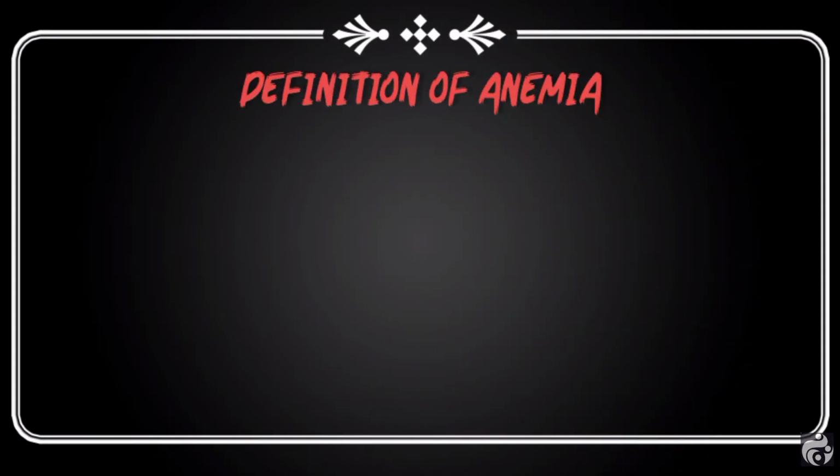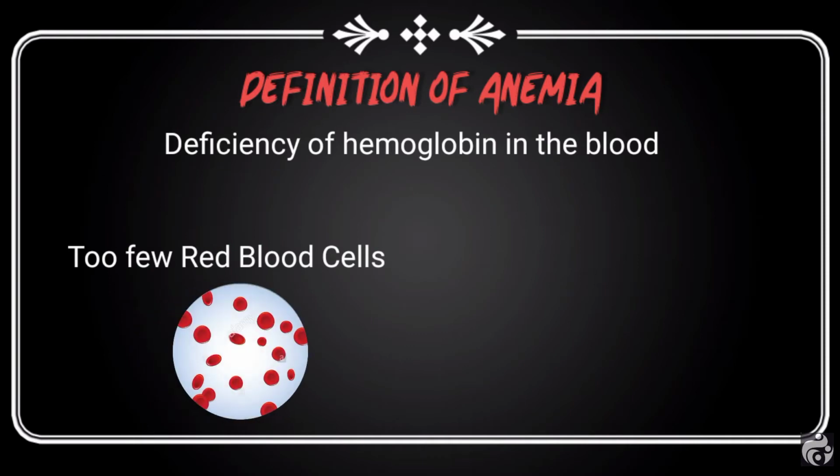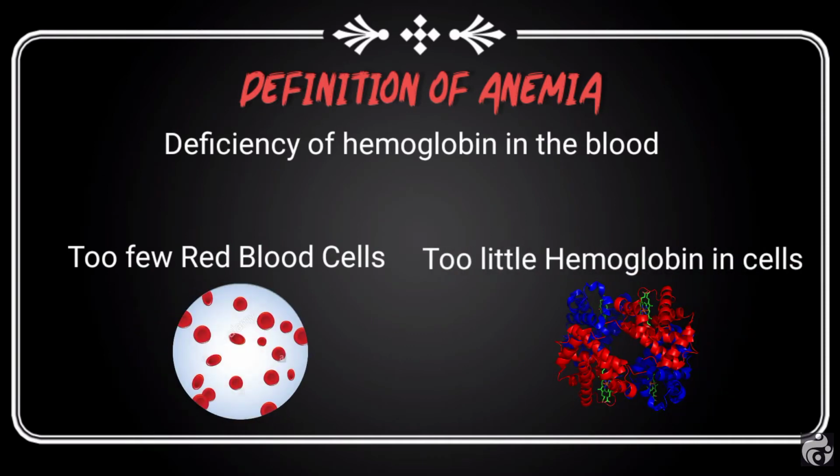Now, let's first start with the definition of anemia. Anemia means deficiency of hemoglobin in the blood, which can be caused by either too few red blood cells or too little hemoglobin in the cells.